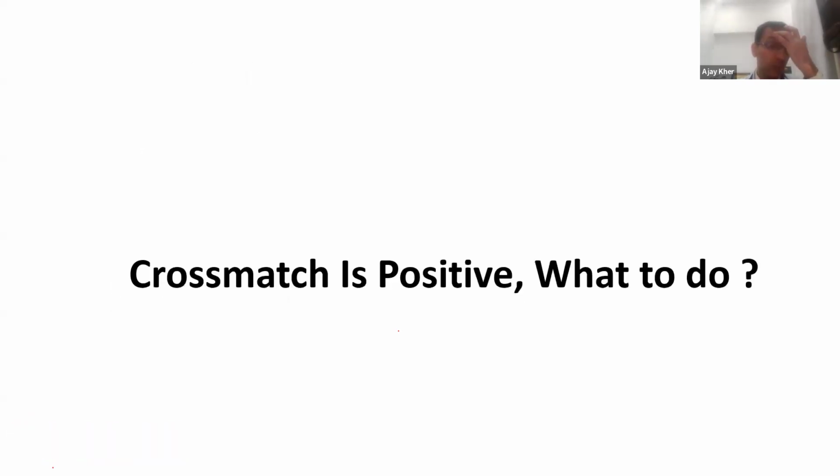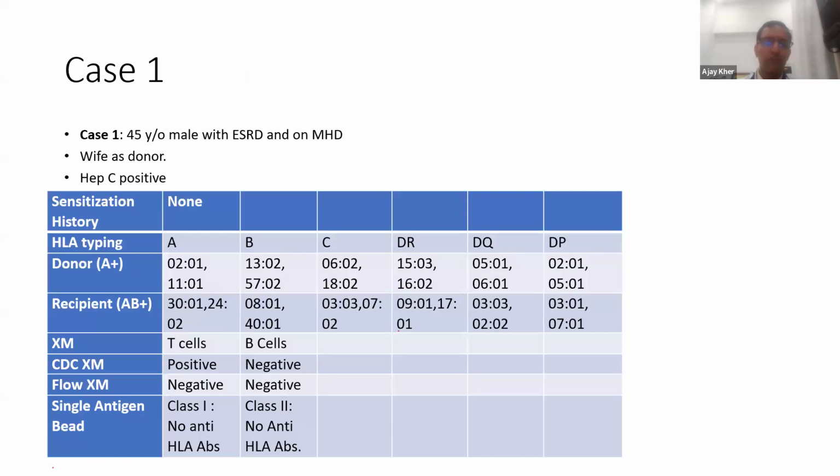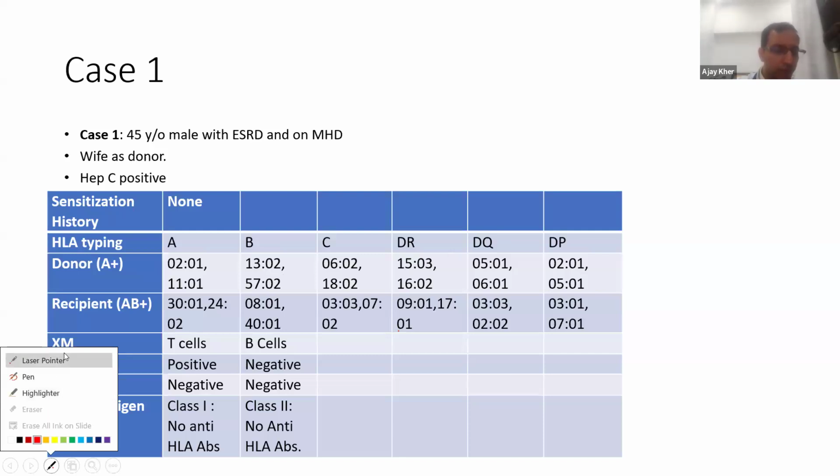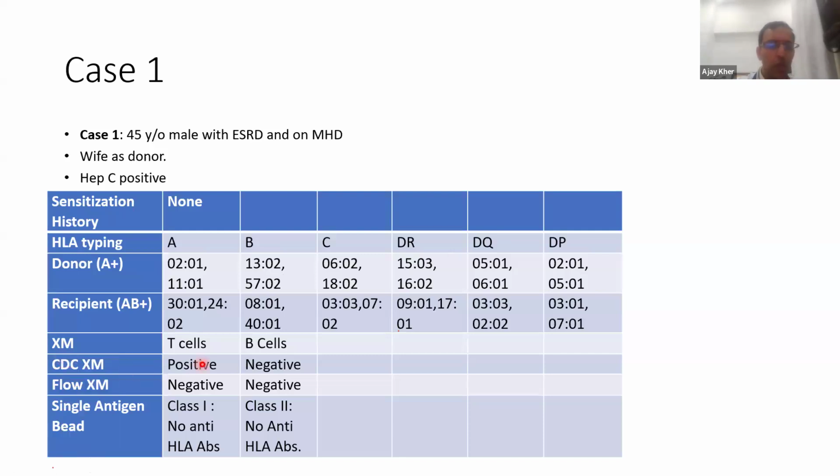So now we'll go through some of these cases and I'll try and keep some time for questions at the end. So we have a 45-year-old male on dialysis, wife is donor, he is Hep C positive. I'll skip to the key point and I'll see if I can get a pointer as well. So the CDC crossmatch is positive, but your single antigen beads are negative.